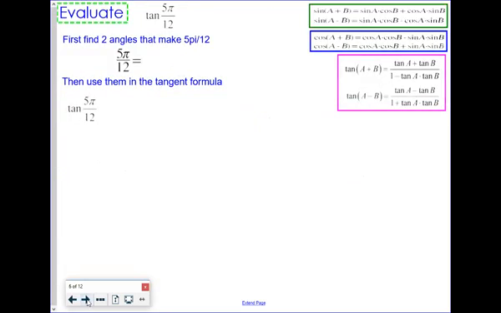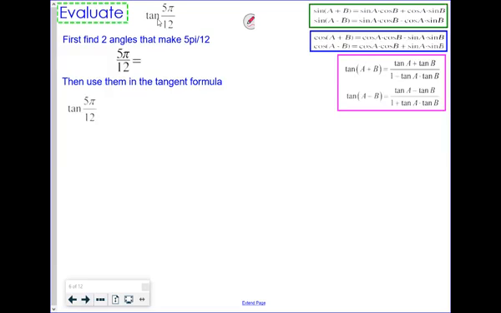Okay, so we're going to do this one now. We're going to evaluate or find the exact value of the tangent of 5 pi by 12. The first thing you do is cover up the trig function and just look at the angle. And we're going to choose 2 angles that could give us 5 pi by 12. There's all sorts of combinations, and they give us the same answer at the end, but the work in the middle would look very different.